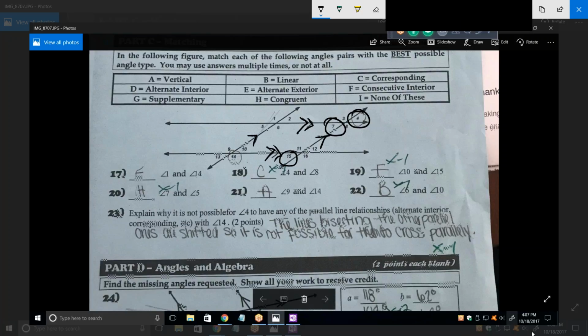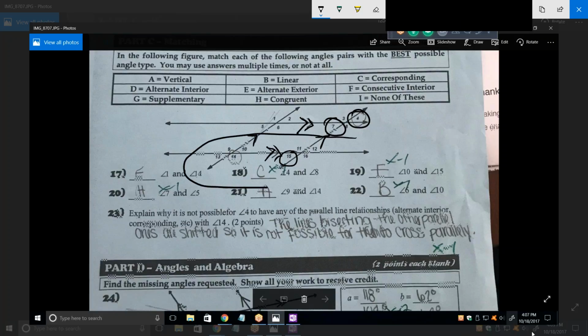Not quite sure what they're talking about in problem 23. Because it is possible to find a parallel line relationship, and the reason is that you have to consider two different parallel line situations. In other words, I certainly know that 4 is equal to 7, and 7 is equal to 15 because they're corresponding.